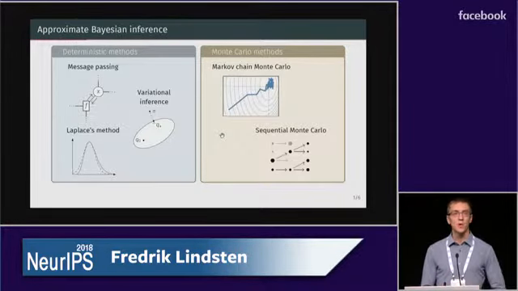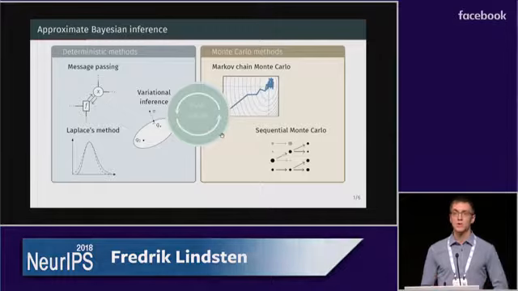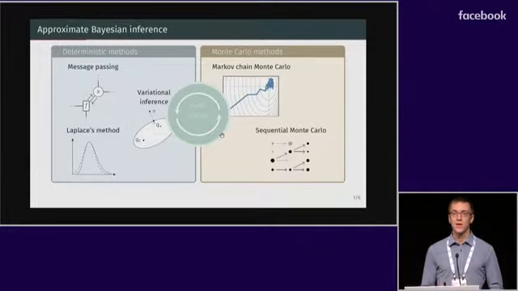These types of methods both have their pros and cons, so a natural idea is to try to come up with methods that are somewhere in the middle that can take advantage of the strengths of both types. Recent examples of this include variational SMC and variational MCMC, and as you can guess, the method that we propose in this paper also belongs to this middle ground.